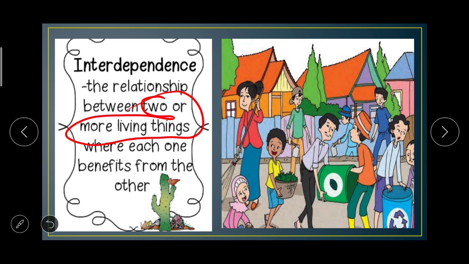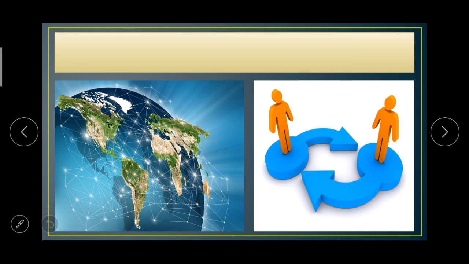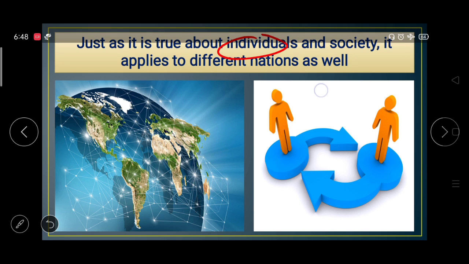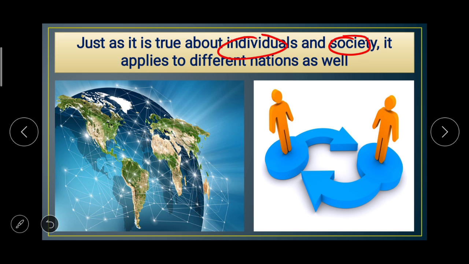Now this word benefits is very wide here, and then we call this interdependence. So our social life is interdependent, and mutual cooperation has a very important place in it. Now this thing is similar for the countries in the world. Just as it is true about individuals and society, that we are interdependent on each other, it applies to different nations as well.